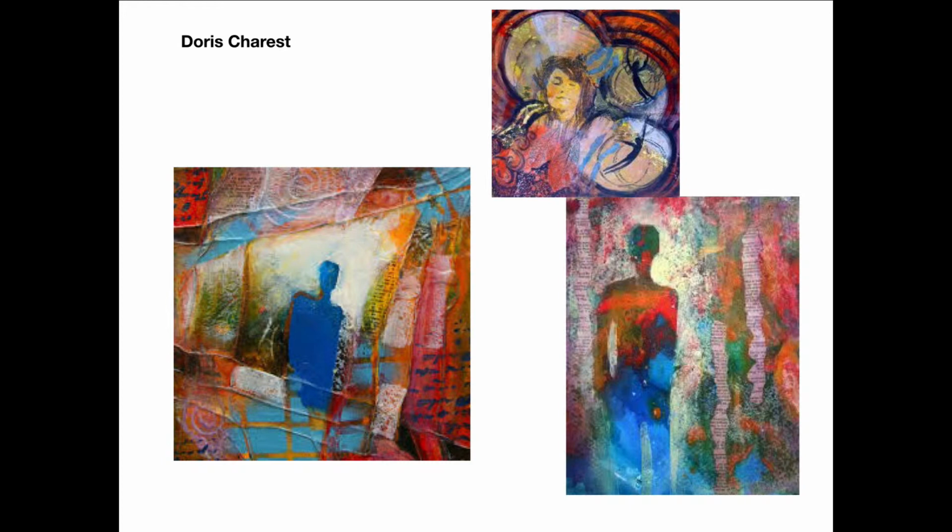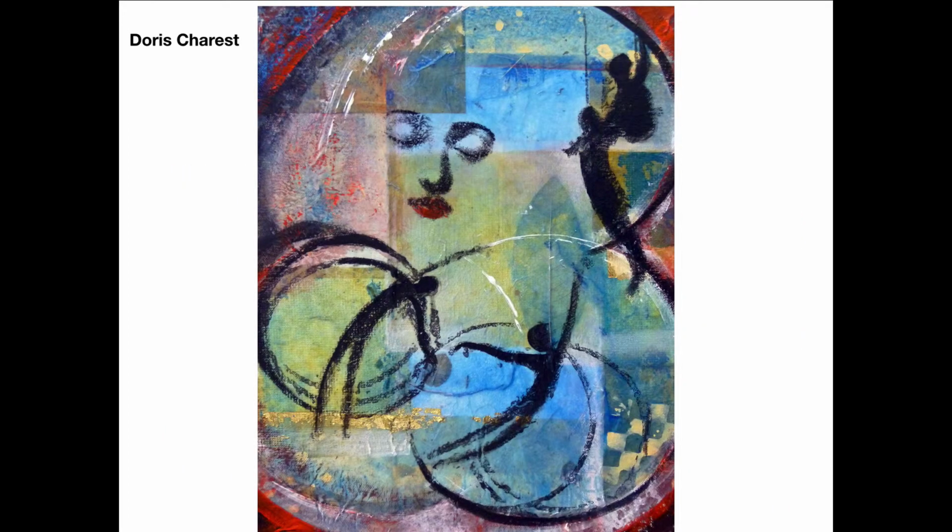We're going to learn about dominant colors, secondary colors, and accent colors. We're going to analyze different paintings and figure out which are the dominant colors, which are the secondary colors, and which are the accent colors.